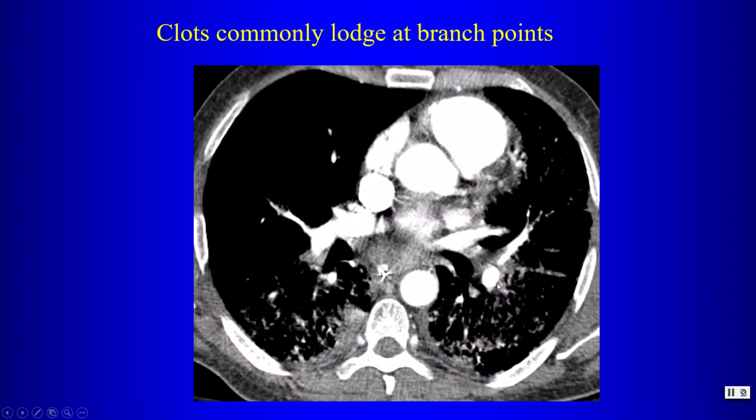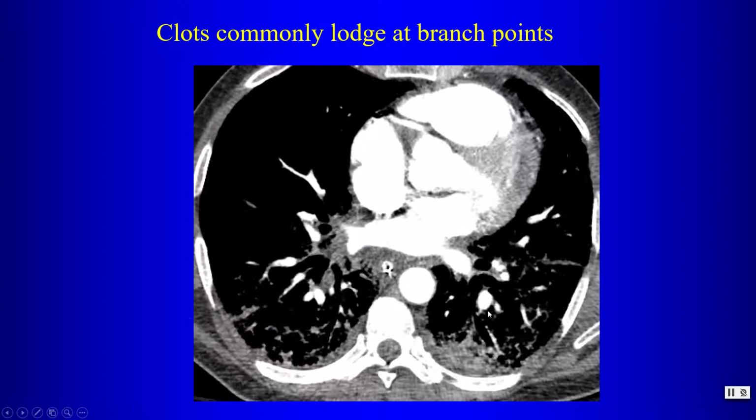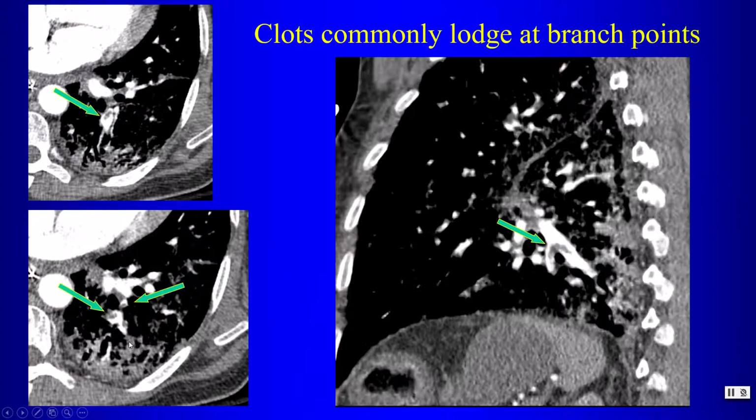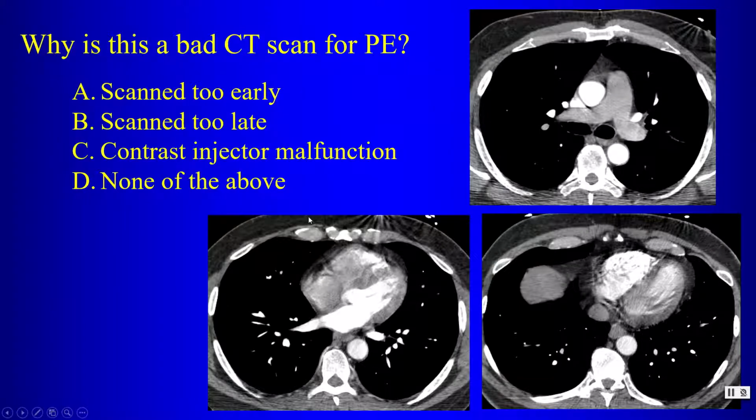Here in this example, as we follow the pulmonary arteries down, you can see that filling defect bridging the bifurcation of the vessel. So here it is, and then here on a cut slightly lower, you can see it bridging that, and very nicely demonstrated on this reformatted image. We can see that clot bridging the bifurcation of the vessel. If you see that, of course, that increases your confidence that you are dealing with a pulmonary embolism.